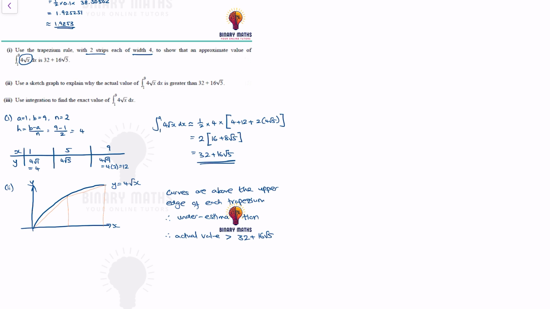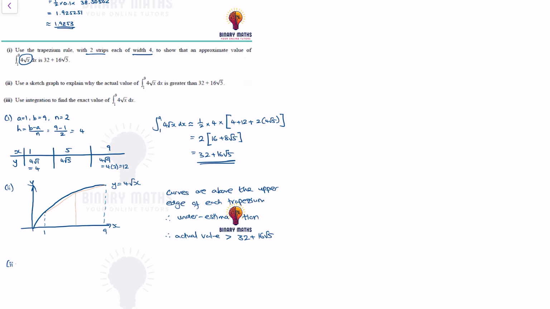And the only thing that I would say is, if I were to do it correctly, I should have done it between 1 and 9. So when I did split it up, I should have split it up like this. It's still an underestimation, yeah?